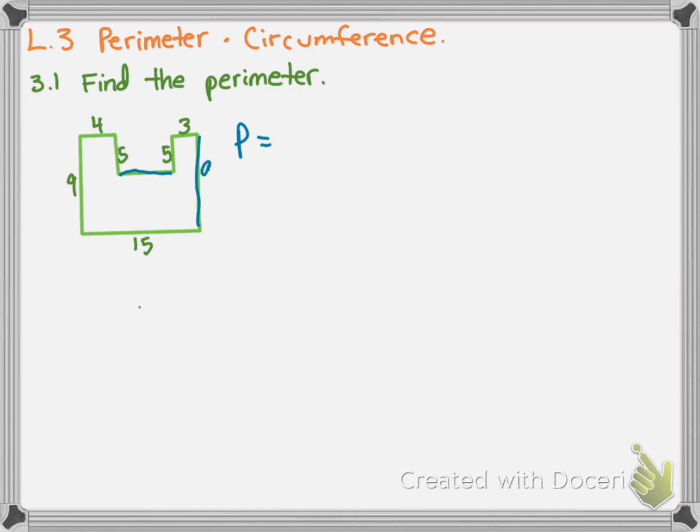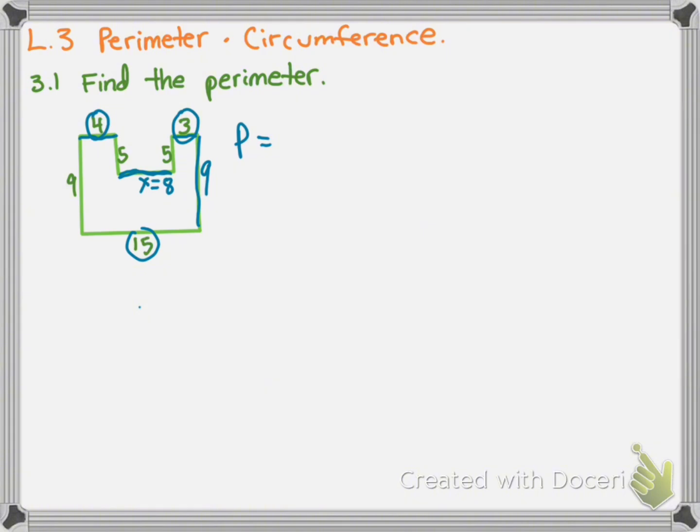Now this one is the same as the one that is parallel to it, the 9. And then this one we can find by subtracting 15 minus 4 minus 3. Why? Because together this one, the x, and the 3 add up to 15. So 15 minus 7 is 8.